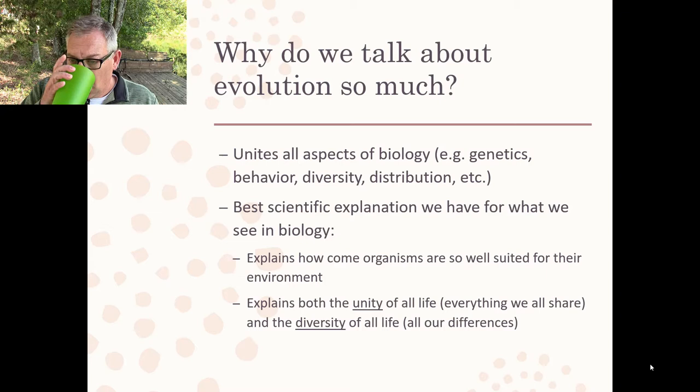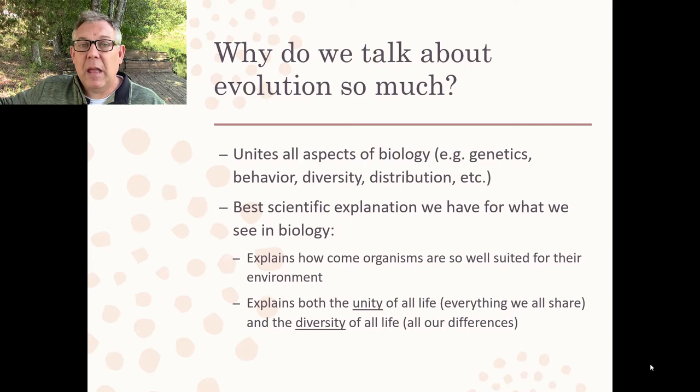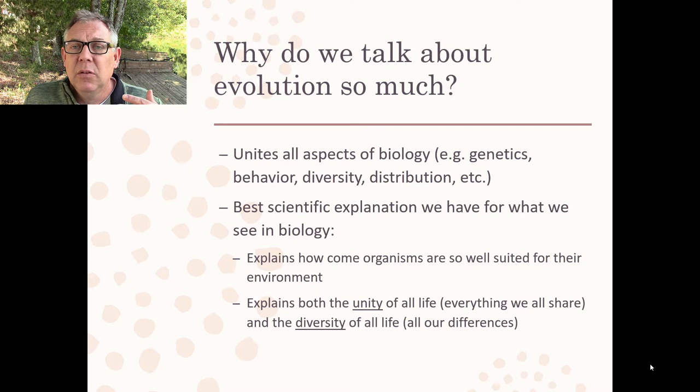Remember that this is a science class, and science is trying to understand how the natural world works, and it uses natural phenomena, not supernatural phenomena. And so if we want to explain what we see in biology using natural phenomena, this is the best explanation. If somebody could come up with a better one, we would reject this and use that better one. But, you know, Darwin came up with this idea in 1859. People have been testing it and challenging it, and we still don't have a better scientific explanation.